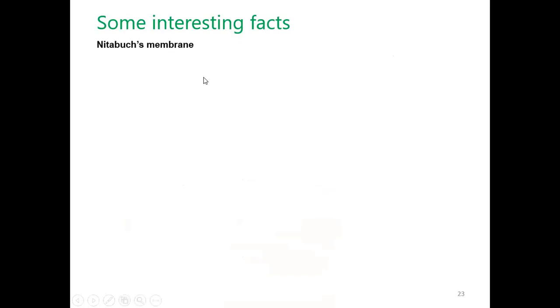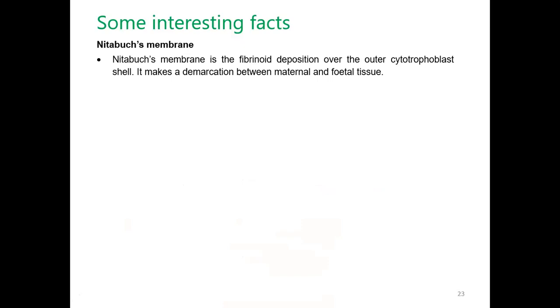Now there are certain interesting facts. One is Nitabuch's membrane. You get a one-liner on it. Nitabuch's membrane, these are all modifications of a term placenta. Nitabuch's membrane is a fibrinoid deposition over the outer cytotrophoblast shell. It makes a demarcation between maternal and fetal tissue.